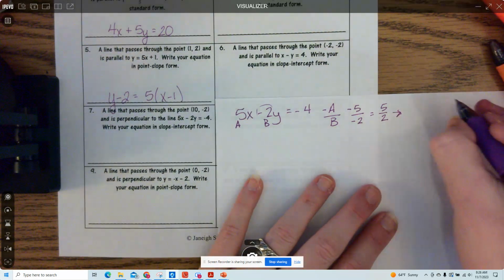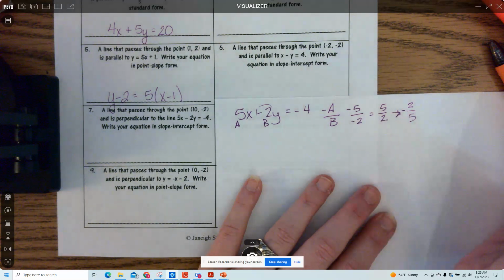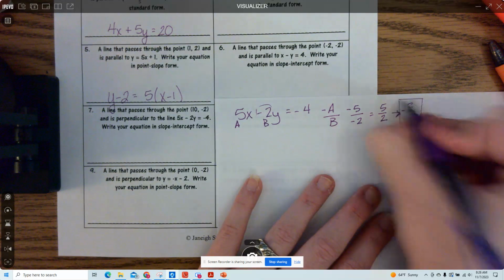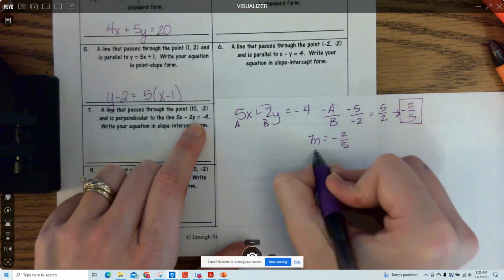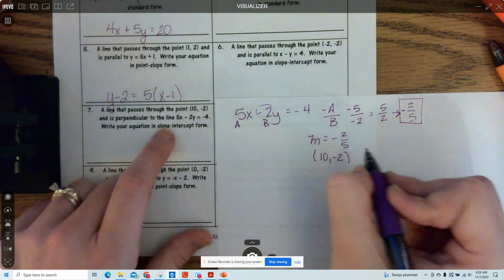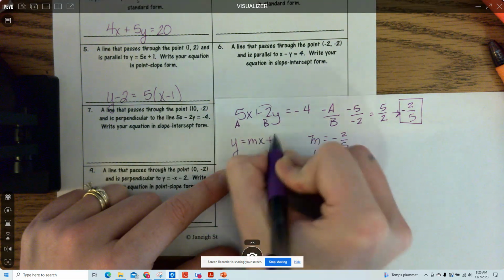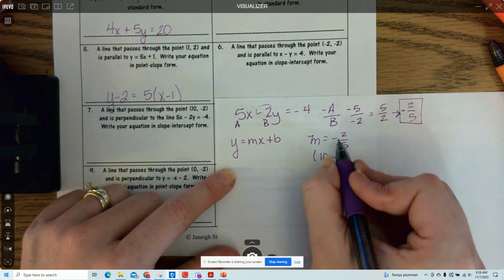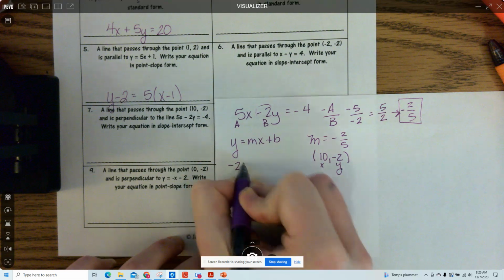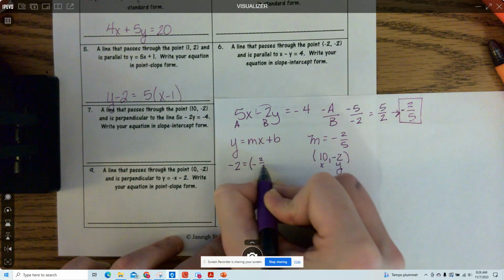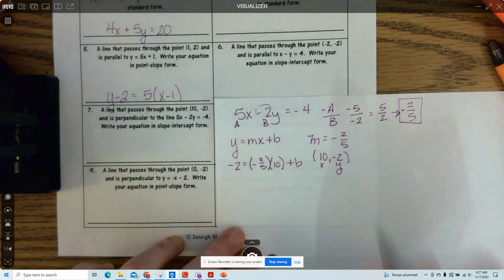Perpendicular, flip the fraction on its head, change the sign. So that's my new slope. So my m is -2/5, and then they give me this point. They want this in slope-intercept form. So as long as I've got an ordered pair and I've got a slope, I can write this equation. So y is -2, m is -2/5, x is 10, and I'm looking for b.